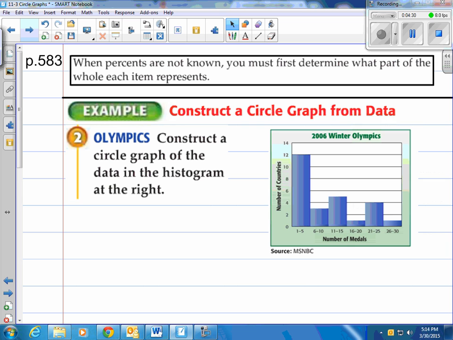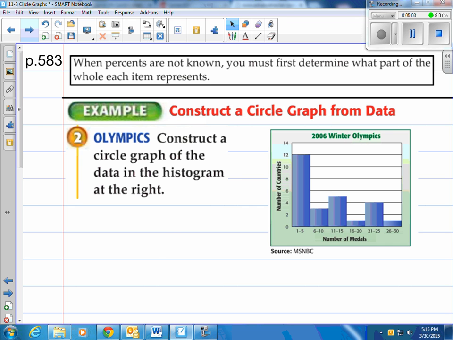All right, when percents are not known, though, you must first determine what part of the whole each item represents. So let's look at this histogram here. It says construct a circle graph from data. In the Olympics, construct a circle graph of the data in the histogram at the right. We're talking about Winter Olympics and number of medals and number of countries. So how many medals did a country receive? 1 to 5. 12 countries received 1 to 5 medals, and so on and so forth.